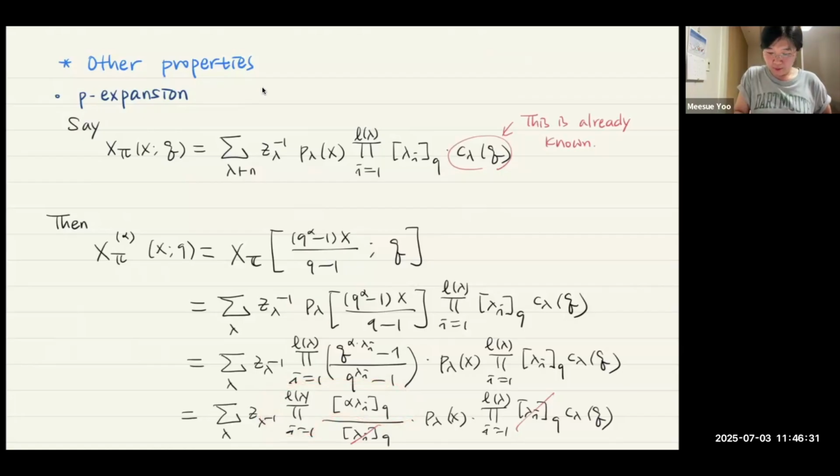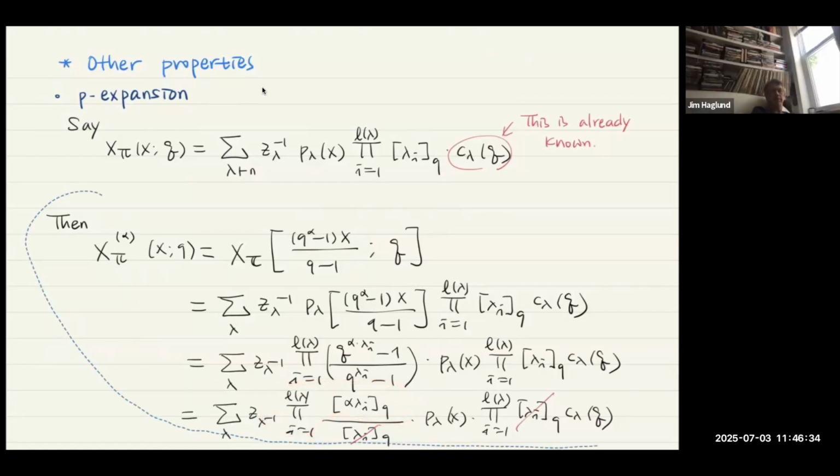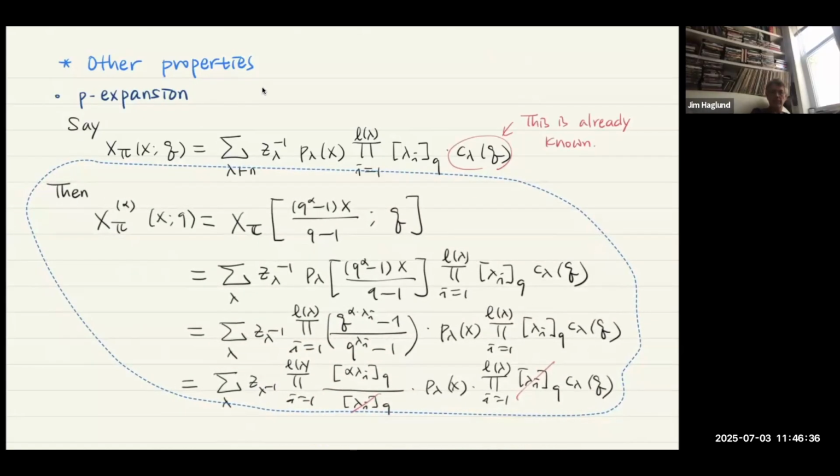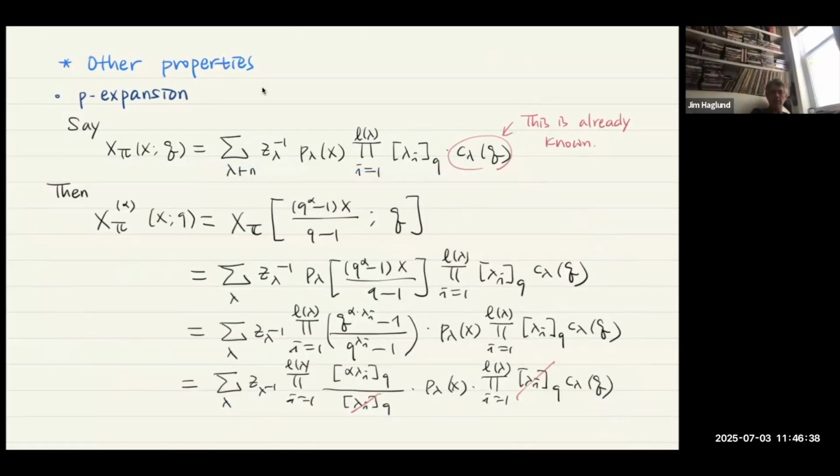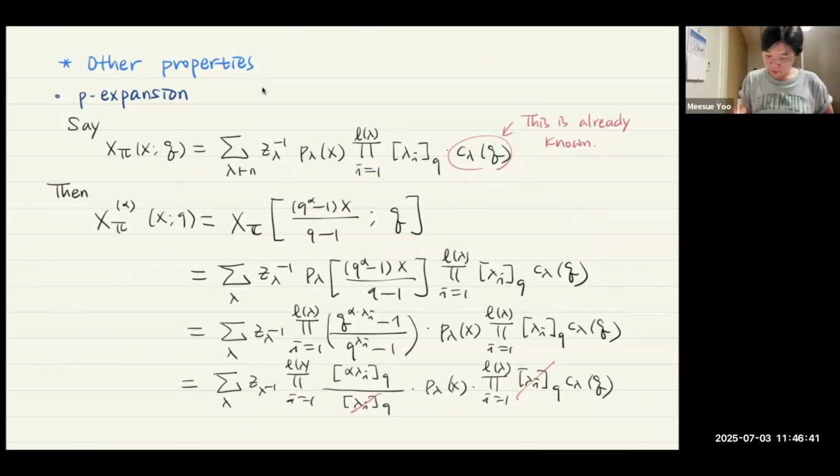So by making this lattice substitution in the P expansion, you just add this alpha times lambda I factor more in the P expansion. That's just easy. So that's the P expansion of the alpha chromatic symmetric functions.